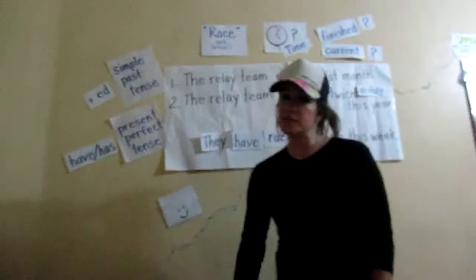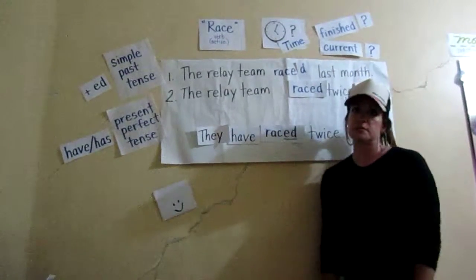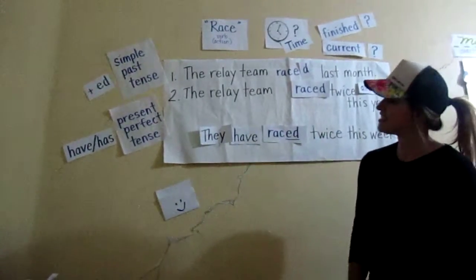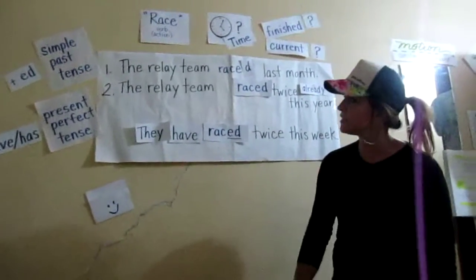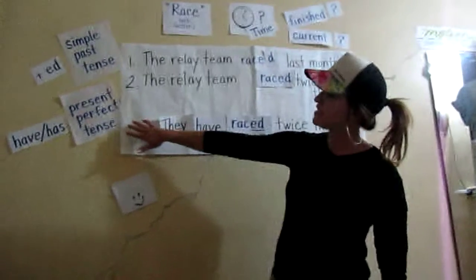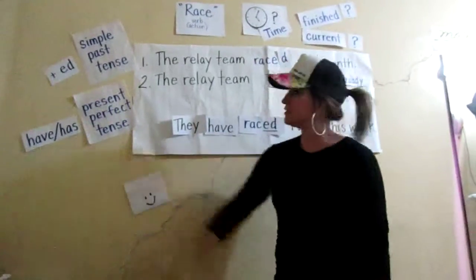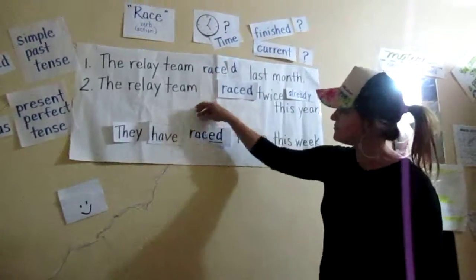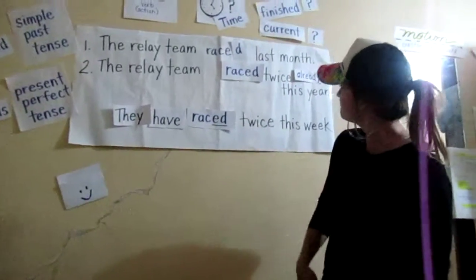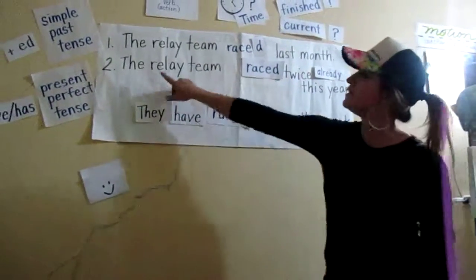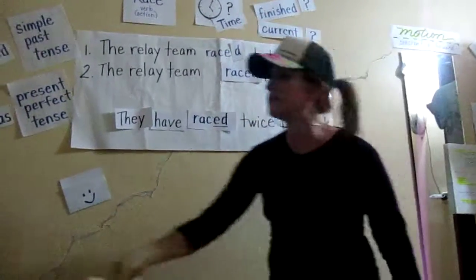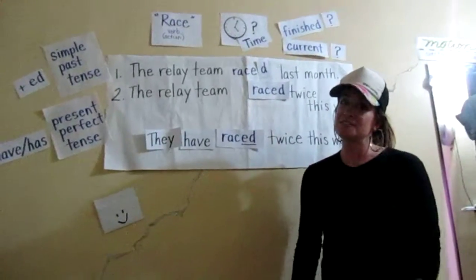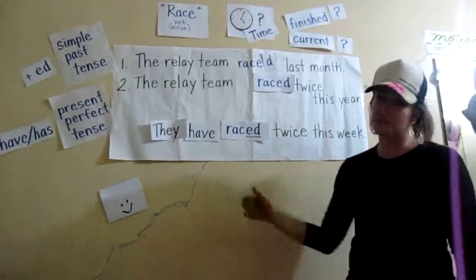I hope this helps you out and clears it up for you. Just remember that simple past tense is straightforward, over and done with, and the time is over. For present perfect tense, you need to add have or has as an auxiliary verb to the action. The relay team has raced twice already this year. You don't even need already if you don't want it. I hope that gives you an idea of how to use those correctly.